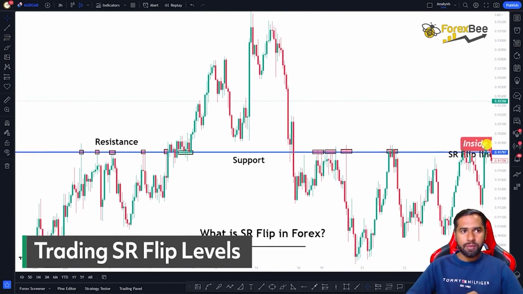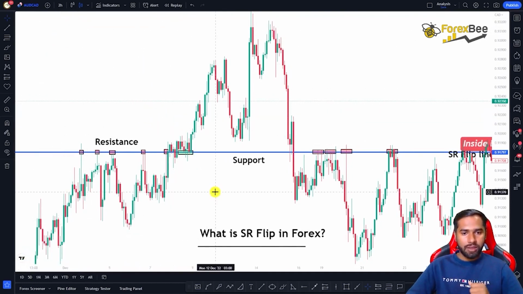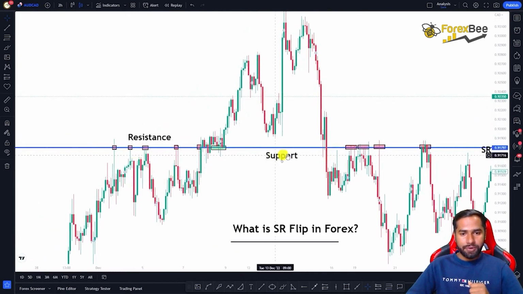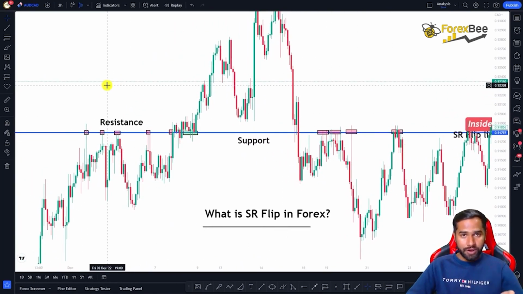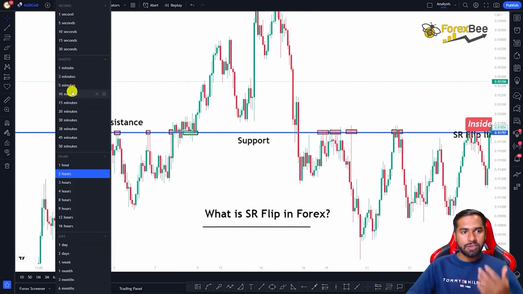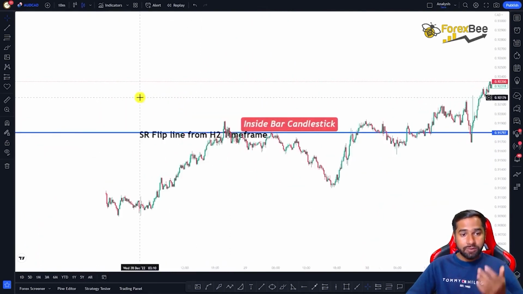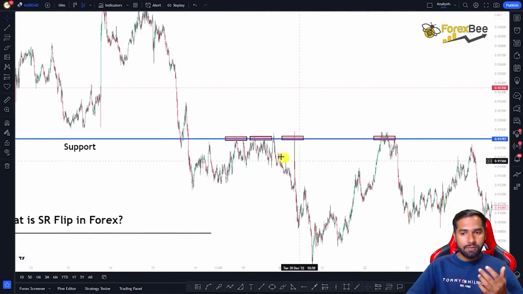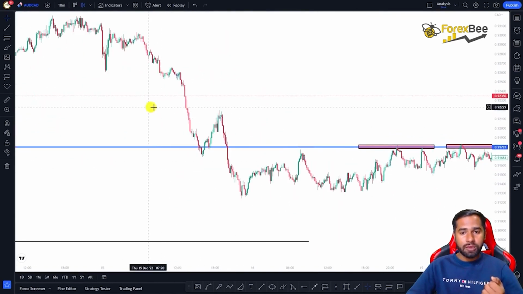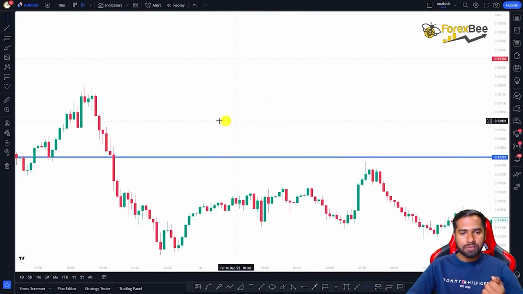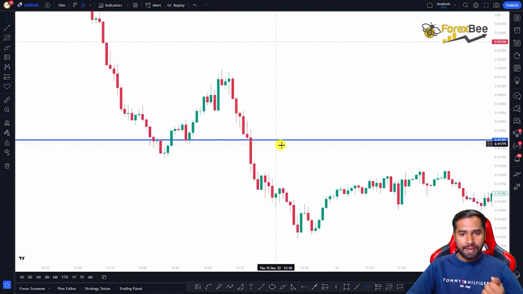So right now I am at the 2-hour time frame on the AUD/CAD chart, and here you can see that after drawing this SR flip level, we can go towards lower time frames in order to trade this. So let's say we go towards the 10-minute time frame. Since we have already drawn the level, if we zoom in a little bit, we can see this level, which was drawn at the 2-hour time frame, now on the lower time frame.